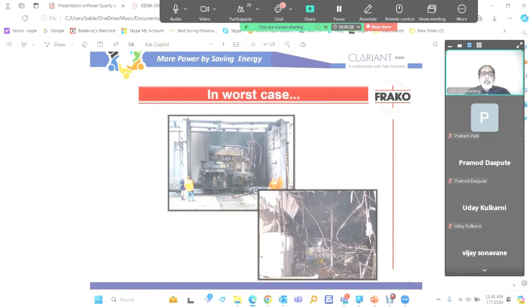So this is to show the most dangerous aspect of harmonics. Suppose harmonics are there and we are not taking care, and a resonance condition takes place, the harmonics could get multiplied like anything, and the final outcome could be a major accident or a fire.